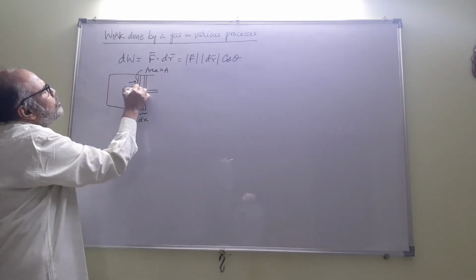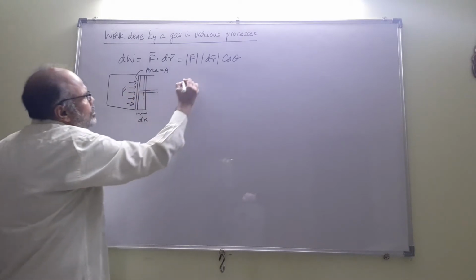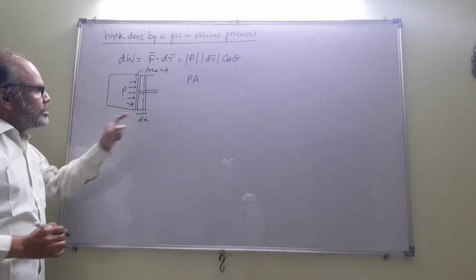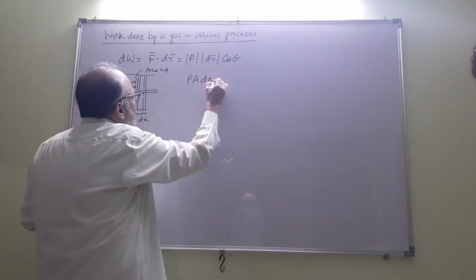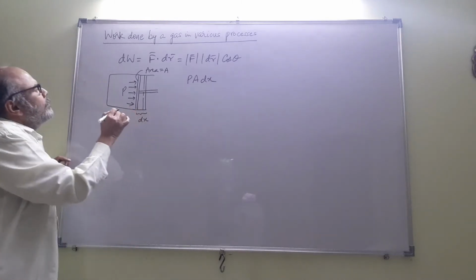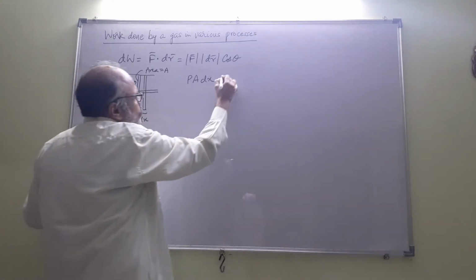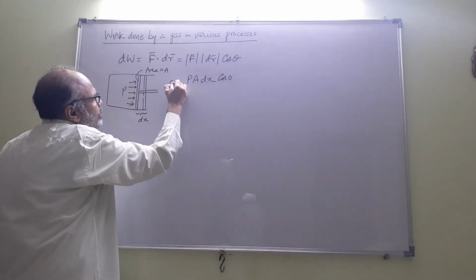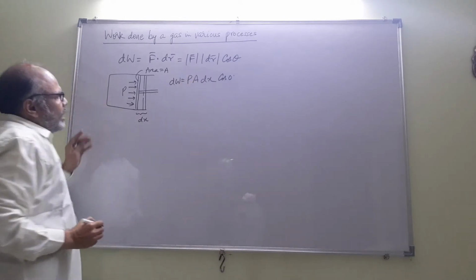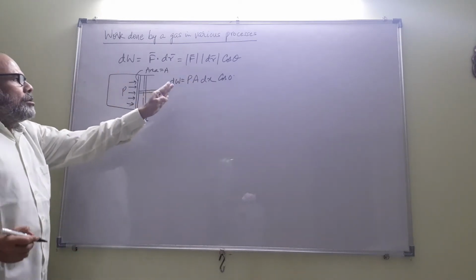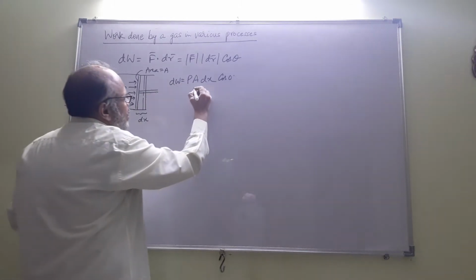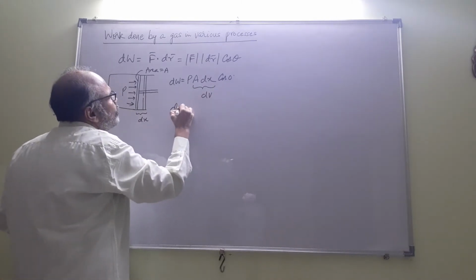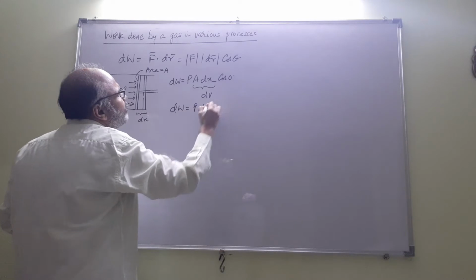So the force on the piston is going to be P into A, and the displacement is dx, so it would be PA dx. Displacement and the force are in the same direction, so you would have cosine of 0. So the work done dW by the gas on the piston would be PA dx. A dx is nothing but the increase in the volume dV. So the work would be P dV.